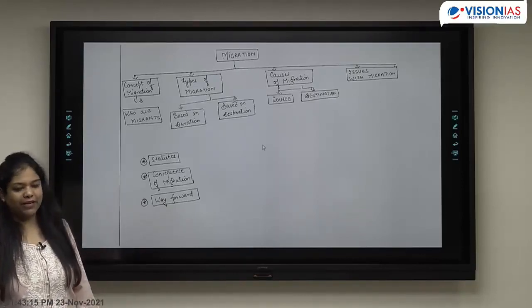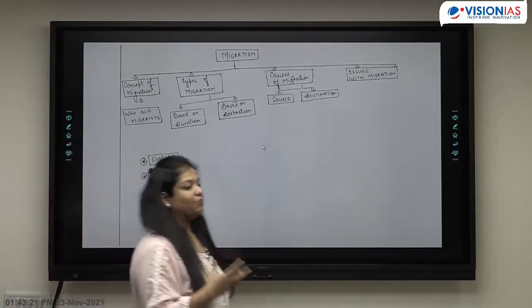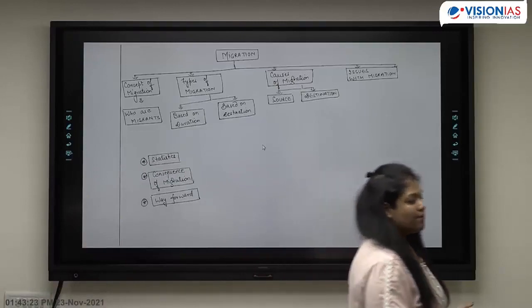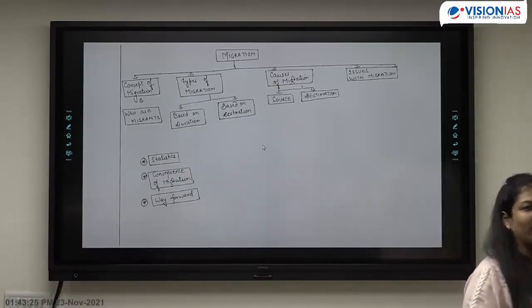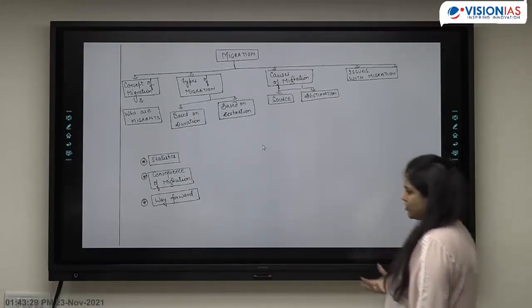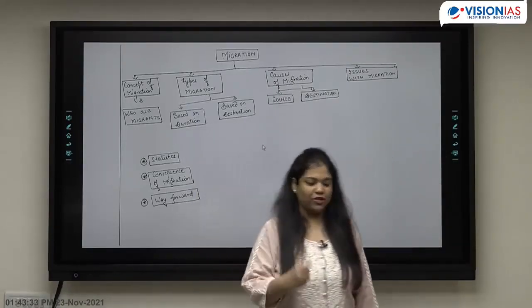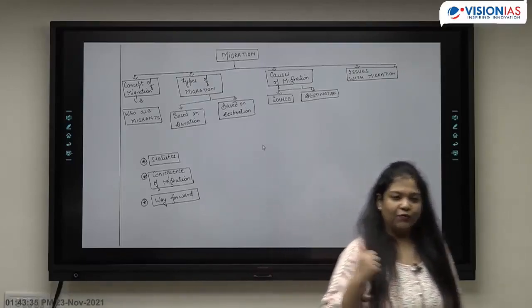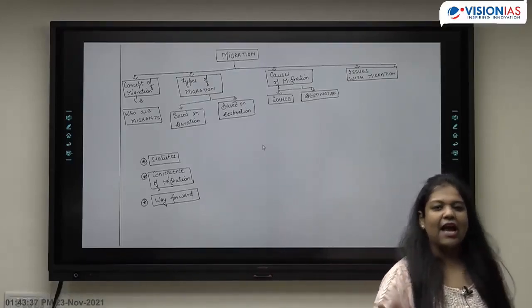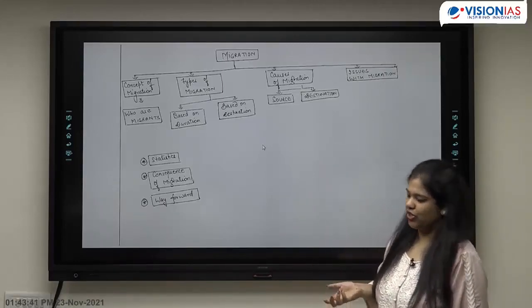Next, migration. As far as migration as a topic is concerned, it is not a separate topic in your syllabus, but there is a topic in your GS paper 1 that is population and associated issues. Now there are three aspects of population change. There are three factors which govern population change. You have fertility, you have mortality, as well as migration. So migration is a sub part of population and associated issues.